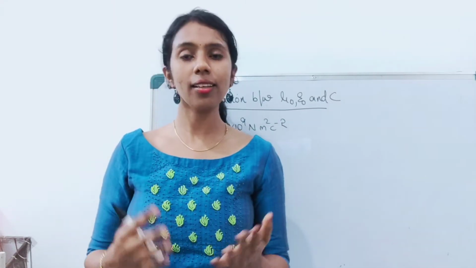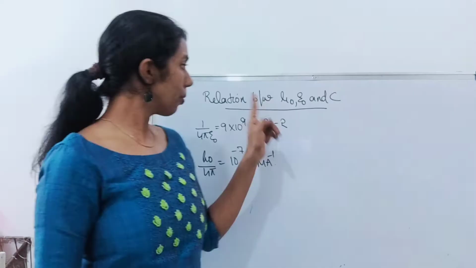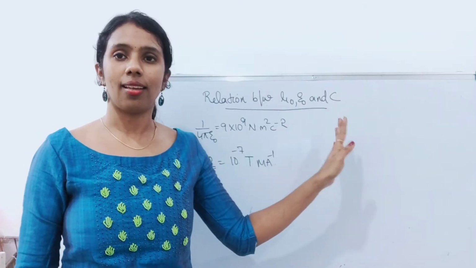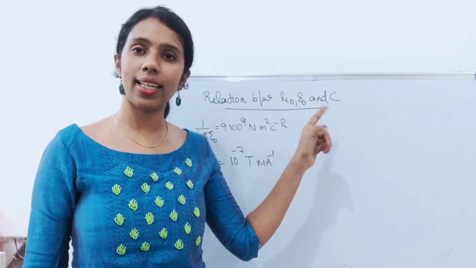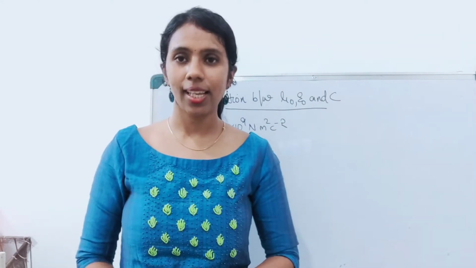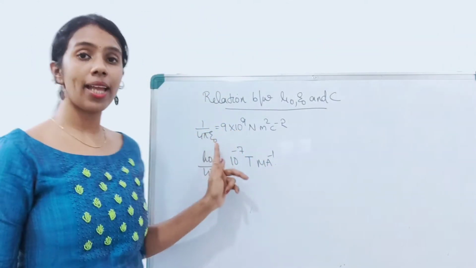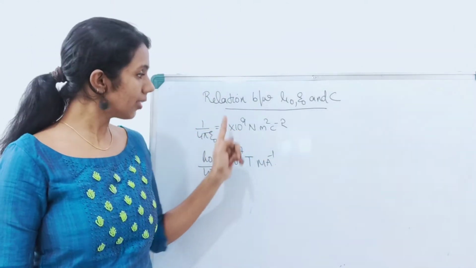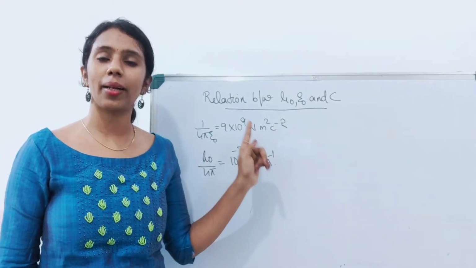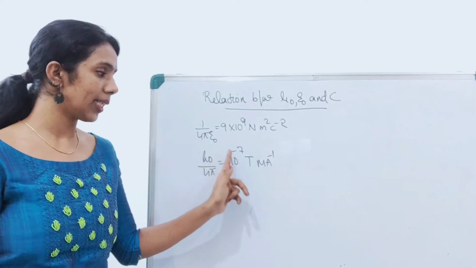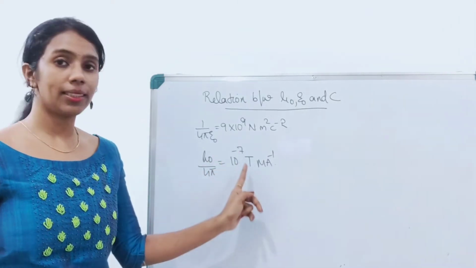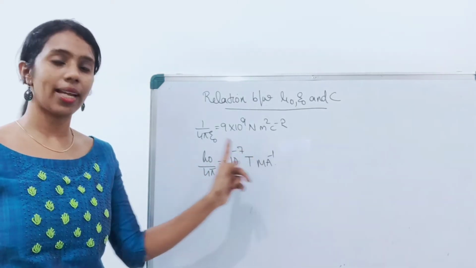Here, we will find the relationship between mu 0, epsilon 0 and c, where mu 0 is the permeability, epsilon 0 is the permittivity and c is the velocity of light. We know that 1 by 4 pi epsilon 0 is equal to 9 into 10 raised to 9 newton meter square coulomb raised to minus 2, and mu 0 by 4 pi is equal to 10 power minus 7 tesla meter ampere raised to minus 1.